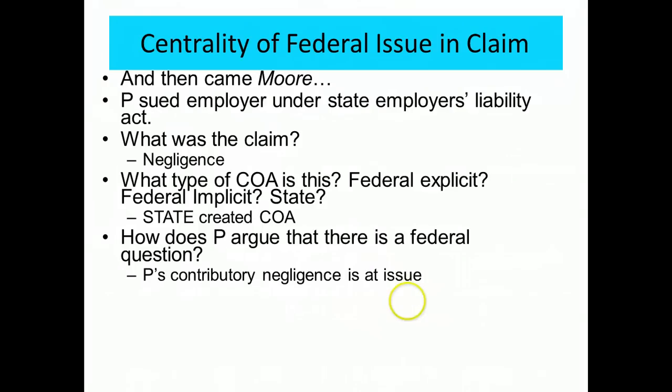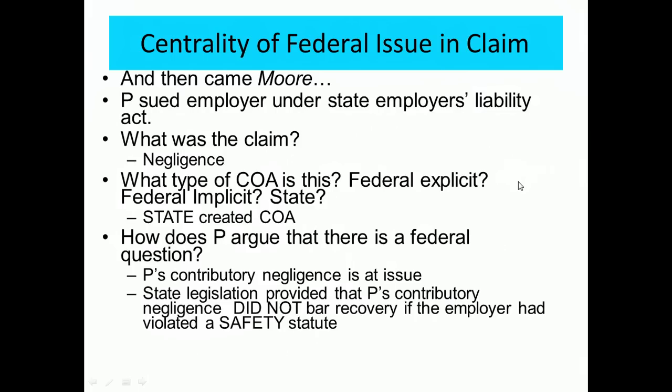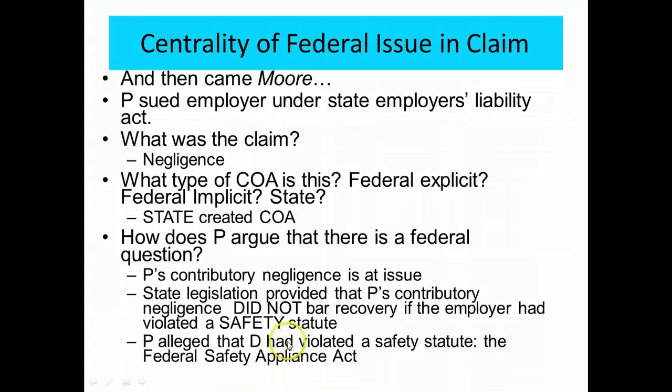Plaintiff's contributory negligence was at issue in his case. Now, the state legislation said plaintiff's contributory negligence does not bar recovery. And remember, we're thinking about those old traditional contributory negligence paradigms where any contributory negligence was an automatic bar. Well, state legislation said it's not a bar to recovery if the employer himself had violated a safety statute. And in this case, the plaintiff was arguing, well, look, the safety statute you violated was a federal one, the Federal Safety Appliance Act. And so he argues that in order to resolve whether or not I'm even going to have a claim or have it totally barred under my contributory negligence, we're going to have to figure out first if the defendant had actually violated a federal statute.